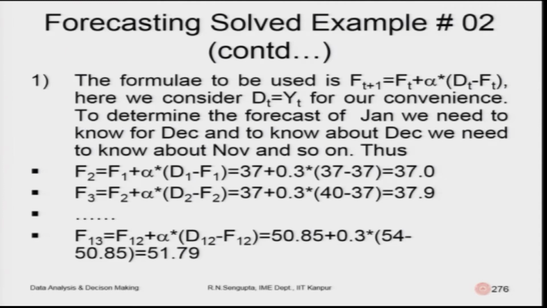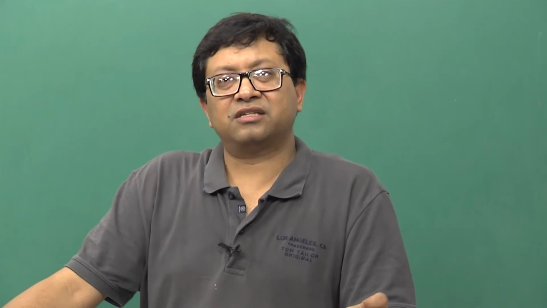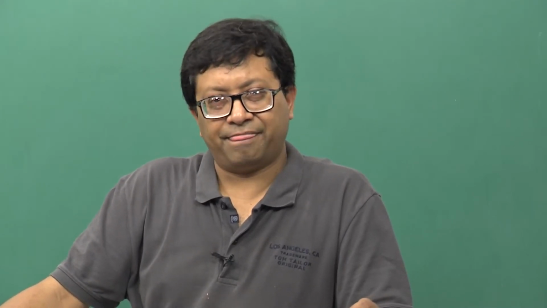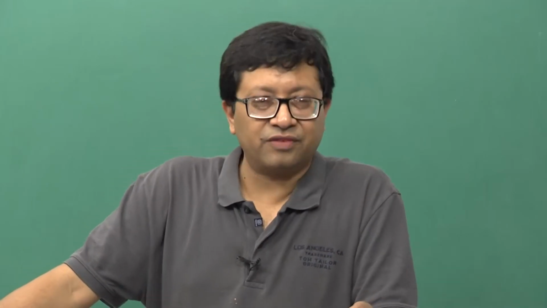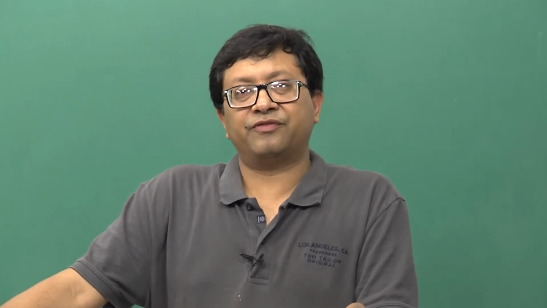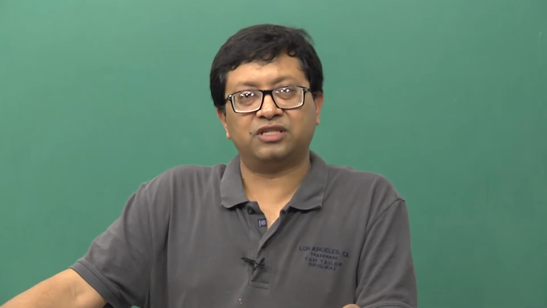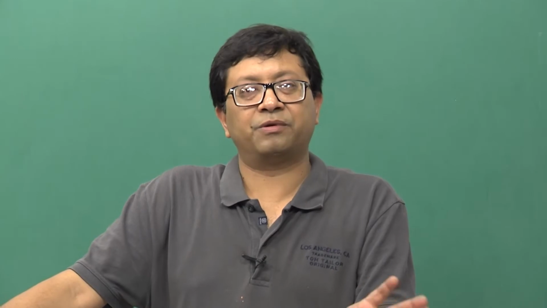Now, the first problem, if you remember, the alpha values are given as 30%, 50%. The formula to be used in this case is that I am standing at t plus 1, trying to forecast t plus 1, but utilizing the data for the time period t. So the forecasted value of t plus 1 would be F suffix t, the forecast from the last time period, plus alpha, chosen depending on the accuracy, multiplied by the difference of the actual value and the forecasted value, D suffix t minus F suffix t.